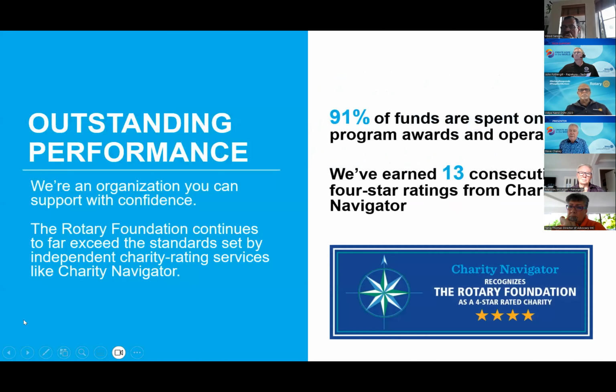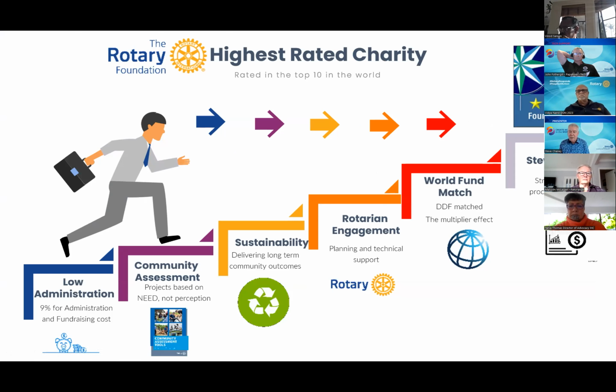In terms of the performance of the foundation, it's got 4 stars as a foundation out of 5. And 91% of the funds that come in are spent on program awards. So what's it about? What's the objectives of the foundation? It's to keep the administration costs as low as possible, running at about 9%, mainly because so many Rotarian volunteers are used in the delivery of grants within the foundation.